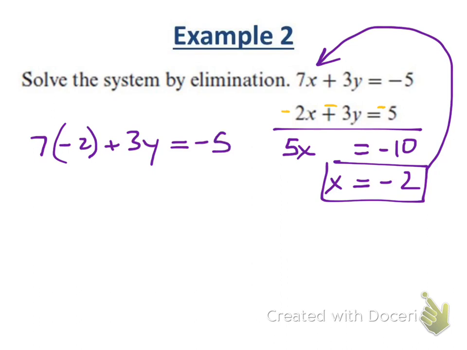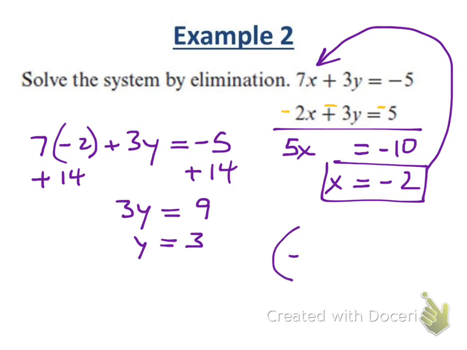We substitute -2 in for x in the first equation. We get -14 plus 3y equals -5. So I want to add 14 to both sides. That gives us 3y equals 9 and y equals 3. So my solution is -2, 3.